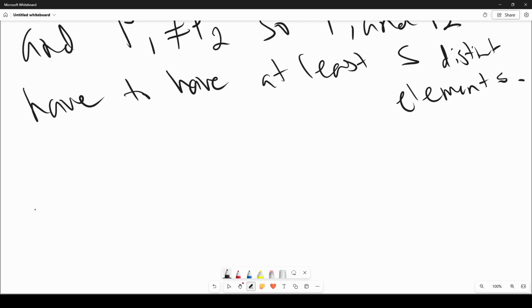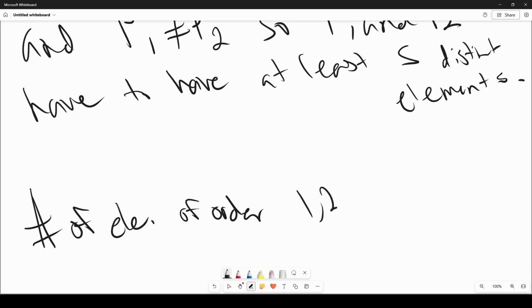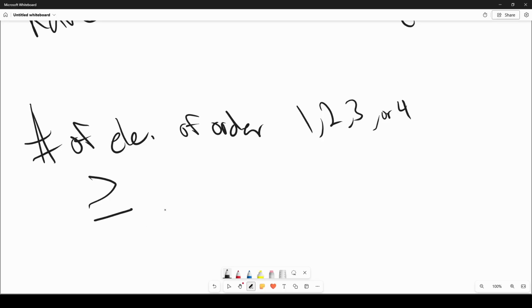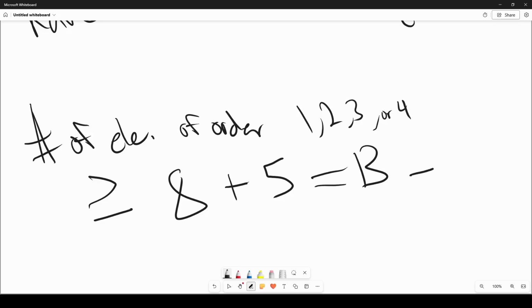So using what we proved above, I can say the number of elements of order 1, 2, 3, or 4 has to be greater than or equal to the 8 we got from elements of order 3 plus the 5 we just proved for 1, 2, or 4. But this equals 13, which is greater than 12, which is the order of the group. So this must be a contradiction, because if all of these elements have to be in the group, then they have to have total size less than 12, because the group is size 12. But if we prove that they're over 13, then we found a contradiction.